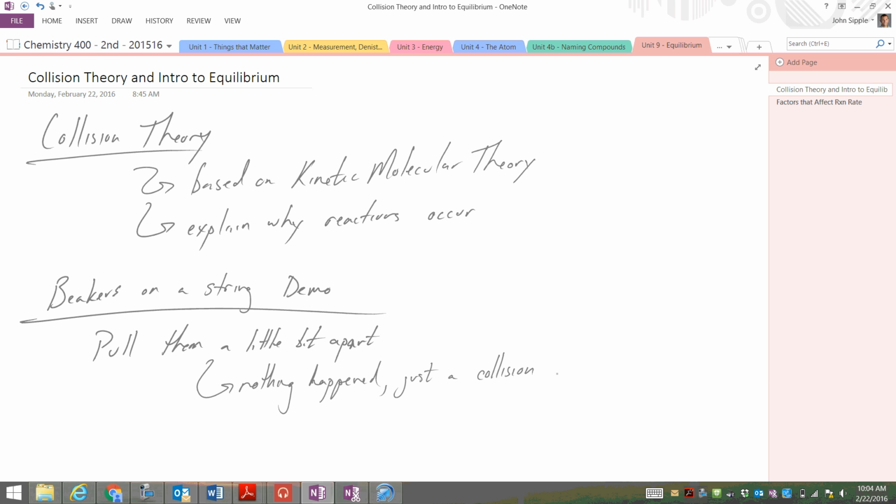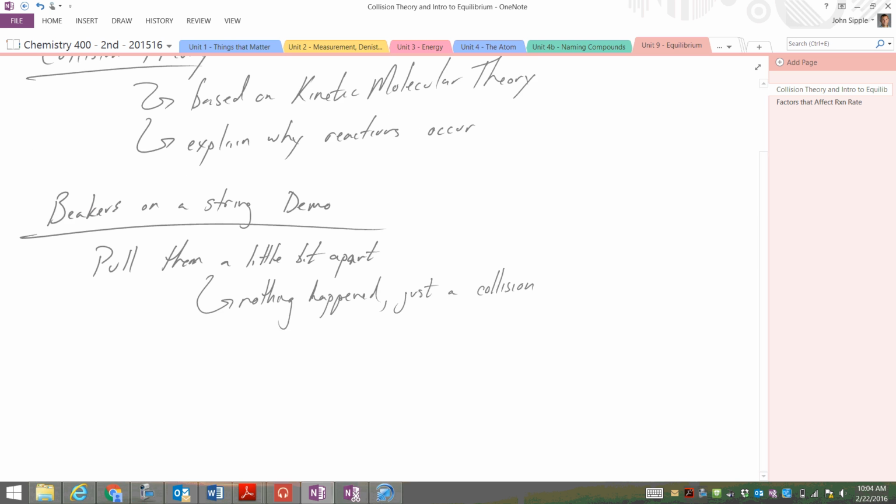My beakers, what are they representing here? What do my beakers represent? If I'm looking at a chemical reaction, what would they be? I'm just saying in general. Reactants. Yeah, that's all I'm looking for. They're my particles that are reactants. My beakers are reactants. But nothing happened, okay? Just want to make sure we're clear on this. Beakers equal reactants.